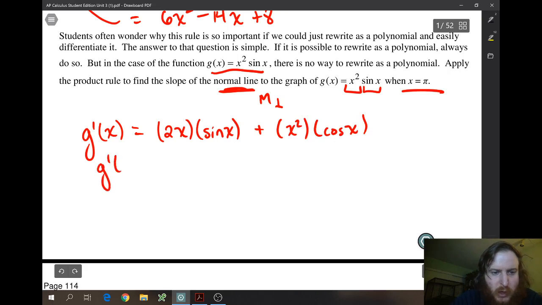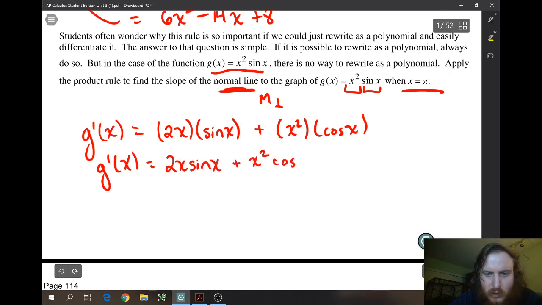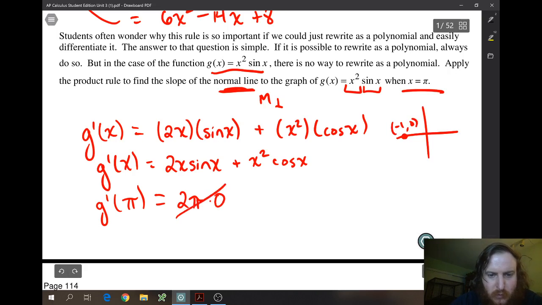So, g prime of x, now we can drop the parentheses, would be 2x sine of x plus x squared cosine x. And now we want to find g prime at pi. This would be the slope of the tangent line, would be 2 pi. Now, as a reminder, pi is over here on our unit circle, negative 1, 0. So 2 pi times 0 plus pi squared cosine of pi will give us negative 1. So we get g prime of pi will be negative 1 times pi squared is negative pi squared, right?